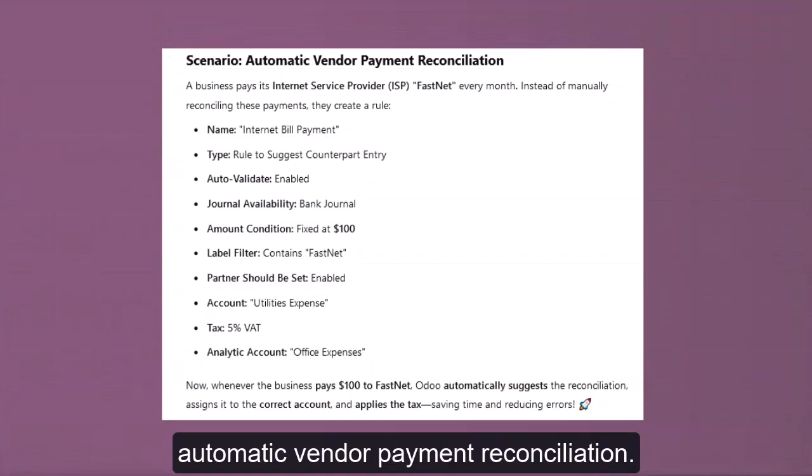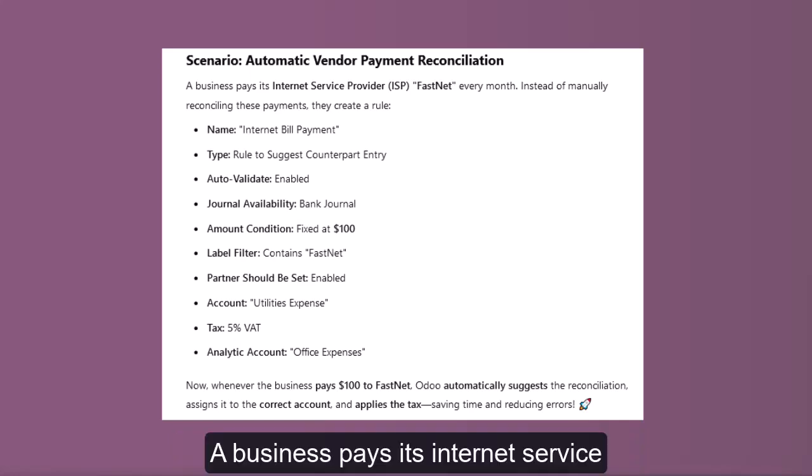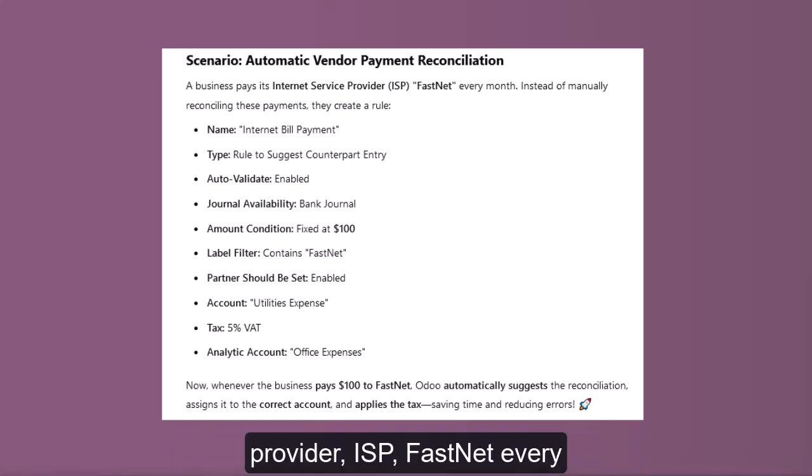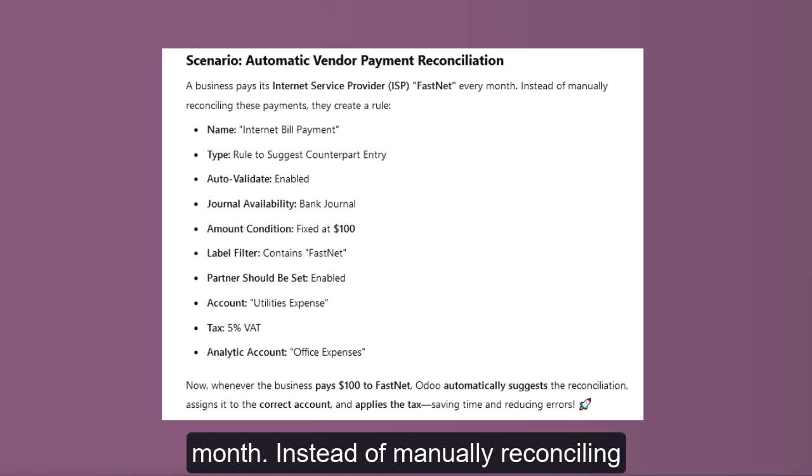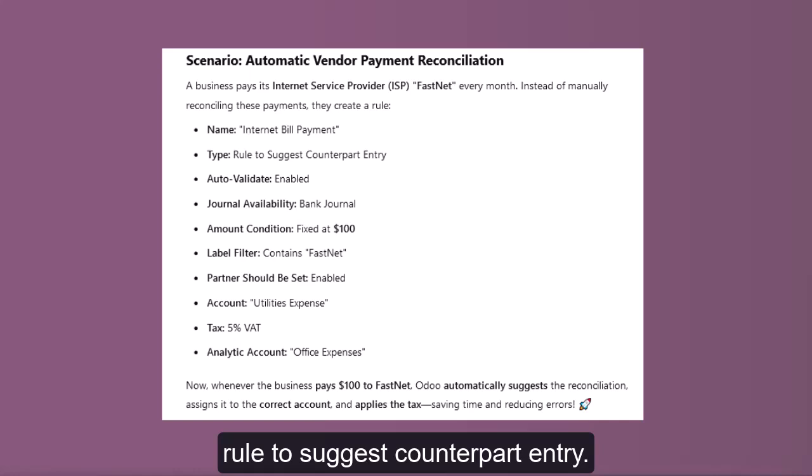Scenario: automatic vendor payment reconciliation. A business pays its internet service provider, ISP, Fastnet, every month. Instead of manually reconciling these payments, they create a rule. Name: internet bill payment. Type: rule to suggest counterpart entry. Auto-validate, enabled. Journal availability, bank journal.